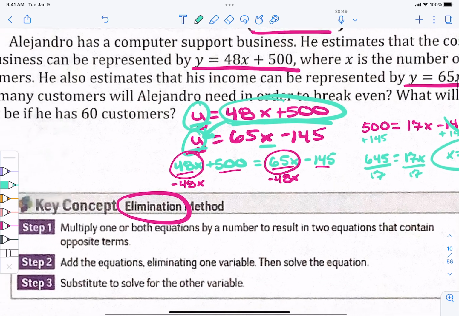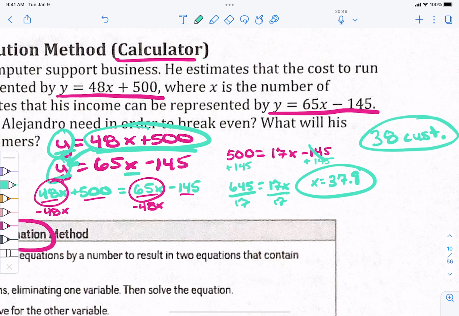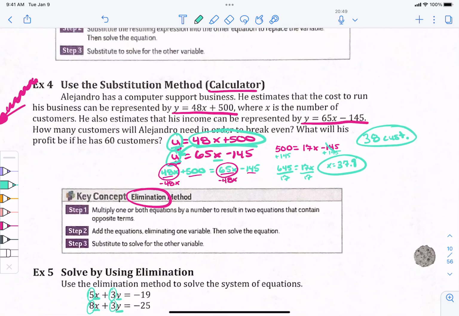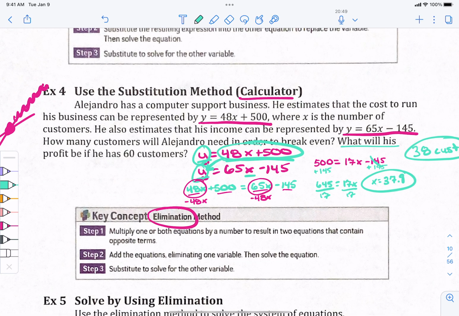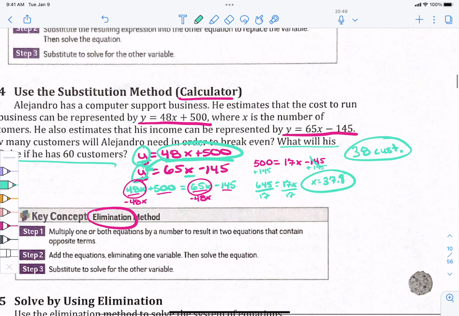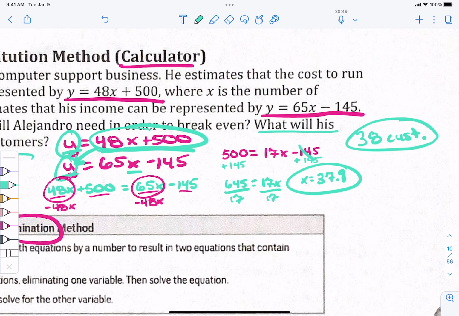Now, how many customers will Alejandro need in order to break even? 37.9 or probably about 38 customers. 38 customers. Okay. Now, all right. I'm going to ignore this second half of this question for just a second. What will the profit be if he has 60 customers? If he has those 38 customers or 37.9 customers, what will his profit be?